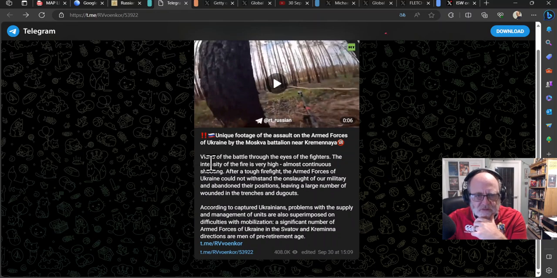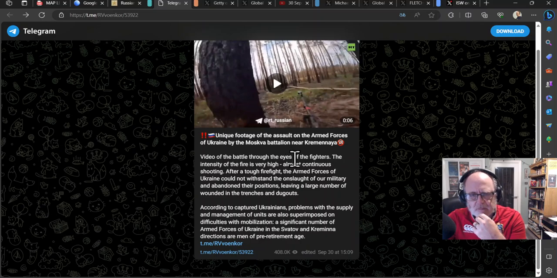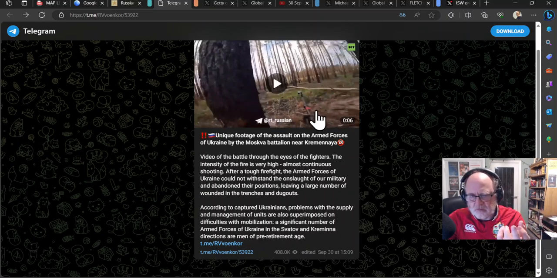And what the Russian Telegram channel here says is unique footage of the assault on the armed forces of Ukraine by the Moskva battalion near Crimea. I don't even know you can call it an assault. All you actually see here is a heavy machine gun firing into a forest. There's no movement. There's literally just someone talking, and then a guy next to him with a rifle of some type, and they're firing, and there's a couple of different shots from different places basically doing the same stuff.